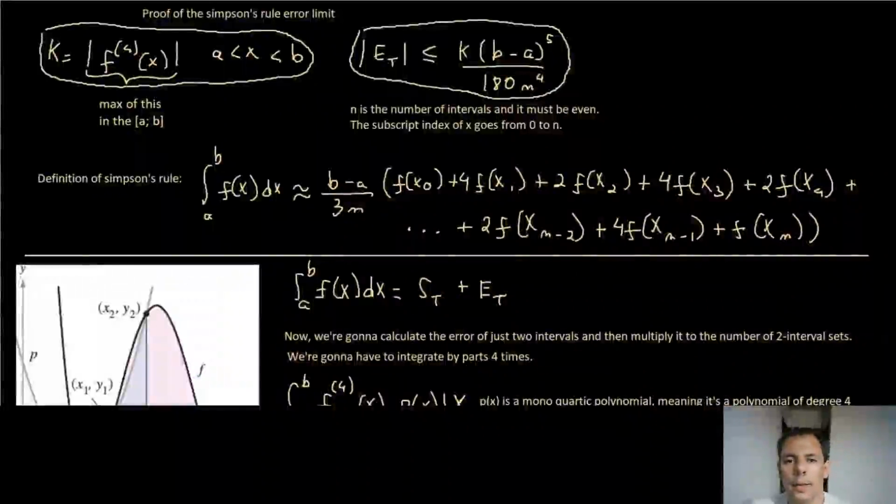Hi guys, today I'm going to show the proof of the Simpson's rule error limit. Put another way, I'm going to show the proof of the error limit for Simpson's rule. Before you start this video, you should know what Simpson's rule is, and you should know this error formula here. You should already know that stuff, not where it comes from. What this video is about is to show where this comes from.